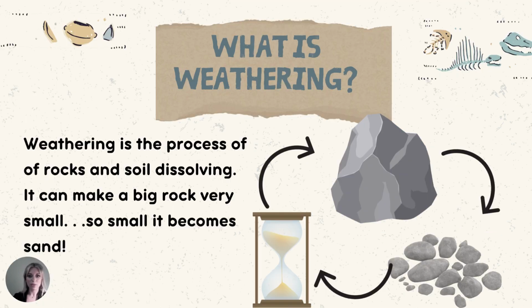So, what is weathering? Well, weathering is the process of big rocks and soil dissolving. And what dissolving means is that it can get carried away, it can get moved to new places, or become new landforms. It can make a big rock really, really small, so small into a grain of sand. And if you look, you can see in our little picture, we have a big rock with an arrow pointing to smaller rocks, and then those small rocks pointing into sand.